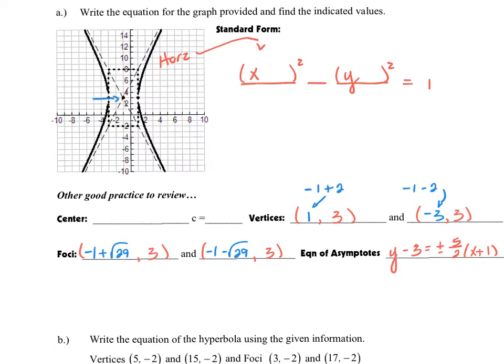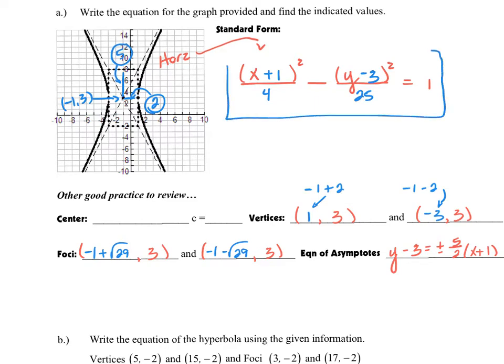Now from there, we're going to look at our graph. We can look at our center and see that our center is at negative 1, 3. And I can then put that into my equation. So x minus the negative 1 for the numerator will become x plus 1, and y minus 3 in the second term. Then I'm going to look at the horizontal distance from the center to the box. This horizontal distance is a 2. I'm going to square that, put it under the x's, which will make it a 4. My vertical distance is a 5. I'm going to square that and put it under the y, and that's going to give me a 25. So that's our entire equation.